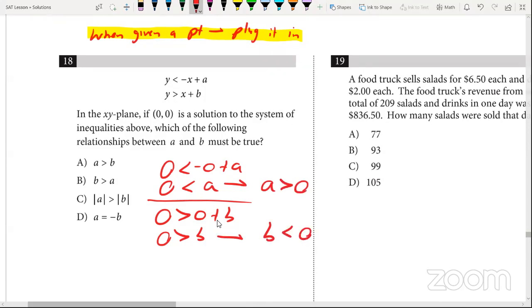So let's just imagine that on a number line. A has to be somewhere in this green region because it's greater than 0, and B has to be somewhere in this blue region because it's less than 0. So A is definitely greater than B. And the answer to number 18 is A. Let's look over at number 19 now.